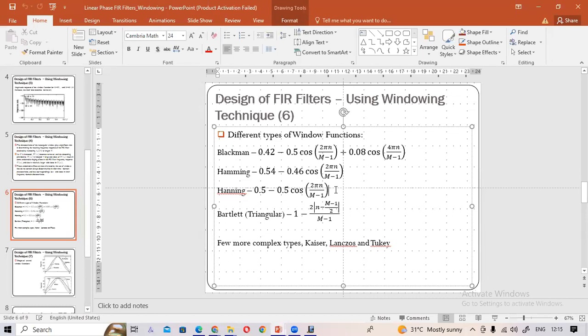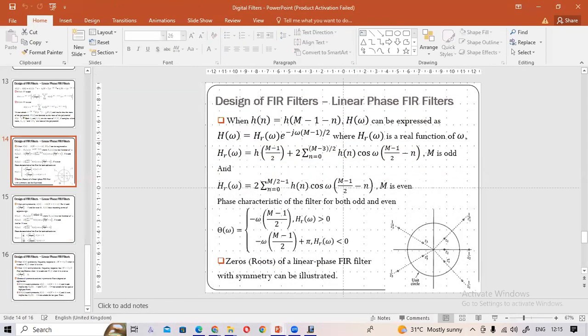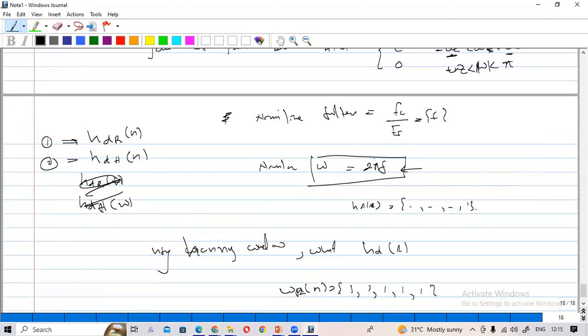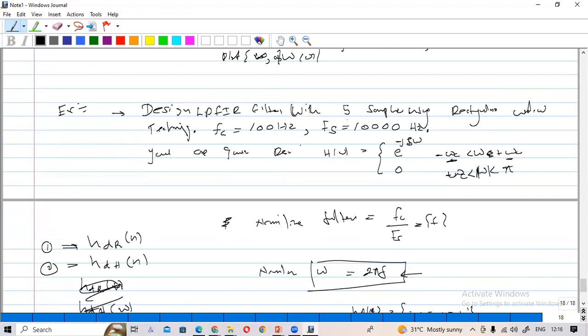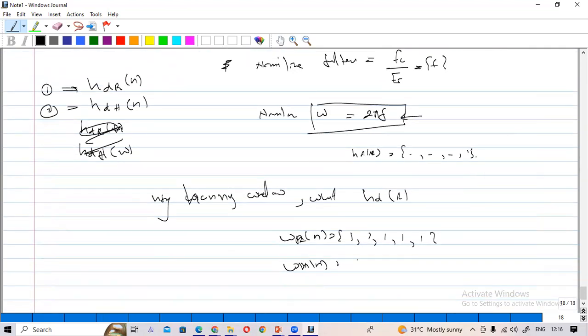Use the Hanning formula. Since cos 0 is there, you can calculate the first sample, then apply n equal to 1, you can calculate the second sample. So you have to calculate the five samples. Then you have to find the desired response HD, then find the window values, then multiply to get the final response.